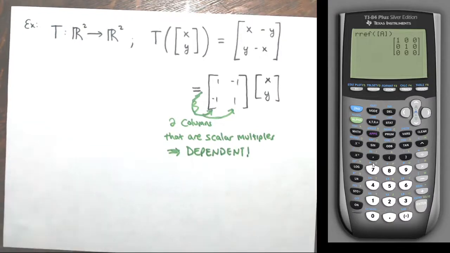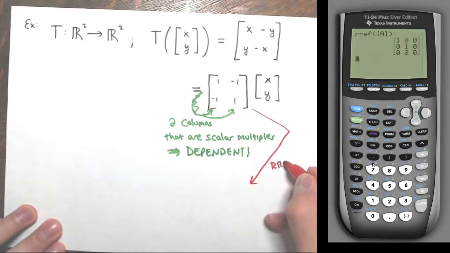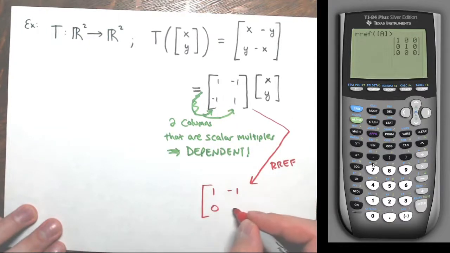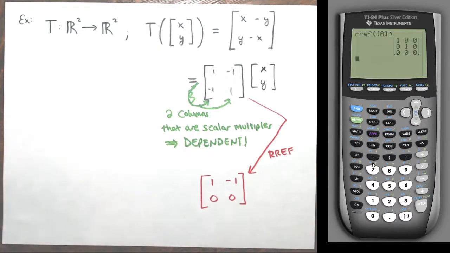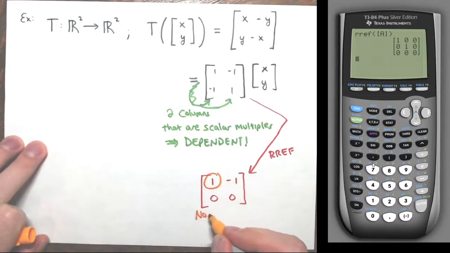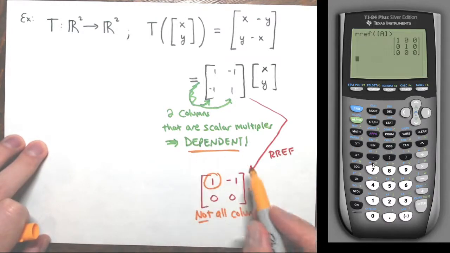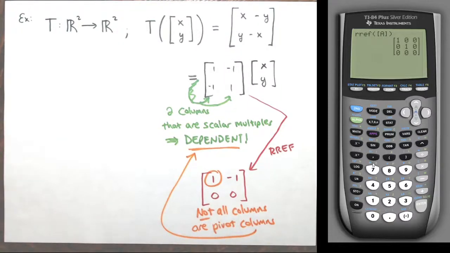And if I were to put them into reduced row echelon form, which I don't need a calculator for here, I'd just simply be adding these rows. And it would give me 1, -1, and then there'd be a row of zeros. This is in the form with a leading one with zeros below and above it, and then there's no leading one in the second row. And you see that not all columns are pivot columns. So either way you want to show this, the columns are definitely linearly dependent. So not all columns are pivot columns, meaning the columns are linearly dependent.